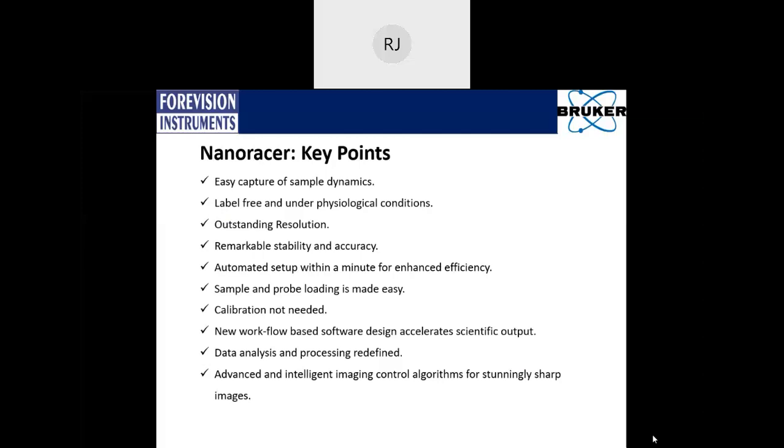As I mentioned earlier, this gives you an automated setup, and the time taken for this automatic setup is less than a minute. The sample loading and probe loading are very easy. You don't need to do a calibration, thanks to the closed loop scanner. This system comes with closed loop scanners in all three directions, so these closed loop scanners avoid the calibration procedures, and the new software graphical user interface is renovated so that you will get the scientific output much easier and faster. The data analysis is redefined such that you will get more information from the samples, and we have advanced and intelligent imaging control algorithms such that you will get sharp images.